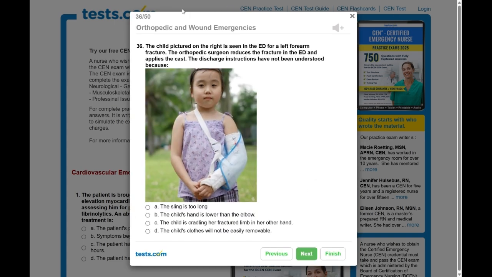Orthopedic and wound emergencies. The child pictured on the right is seen in the ED for a left forearm fracture. The orthopedic surgeon reduces the fracture in the ED and applies the cast. The discharge instructions have not been understood because: A. The sling is too long, B. The child's hand is lower than the elbow, C. The child is cradling her fractured limb in her other hand, D. The child's clothes will not be easily removable.